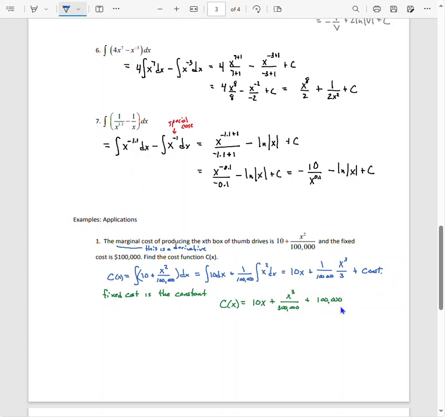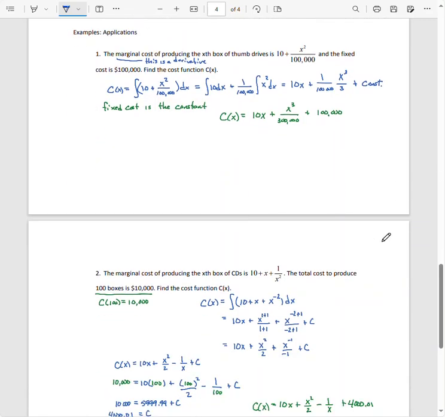Tells us that this 100,000 is specifically for this situation. A different company might find the same marginal revenue, but a different fixed cost. Maybe they have cheaper rent, cheaper electricity in their location. All right, but that 100,000 as the fixed cost, we know that's going to be our constant term. So this would be the answer, the final answer for the cost function.